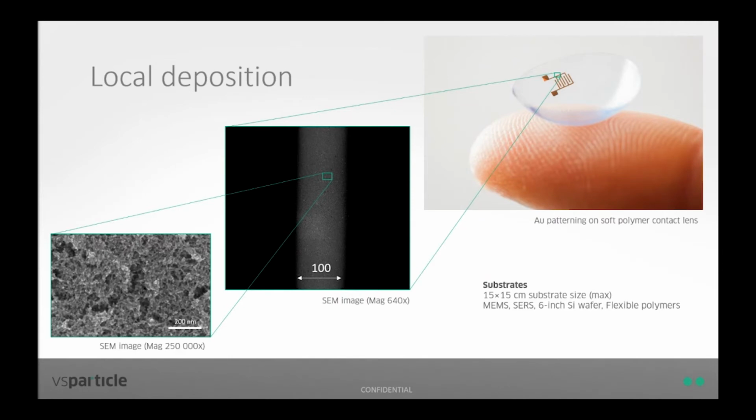So for the substrates, as long as it fits the 15 by 15 centimeter table in the printer, you can print on it. So MEMS, chips, glass substrates, 6-inch wafer, or even flexible polymers, all substrates are possible in our device.